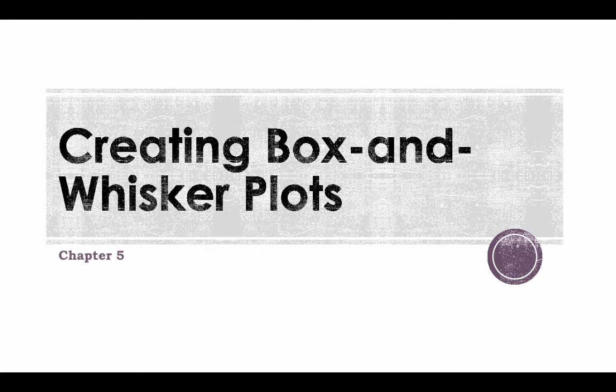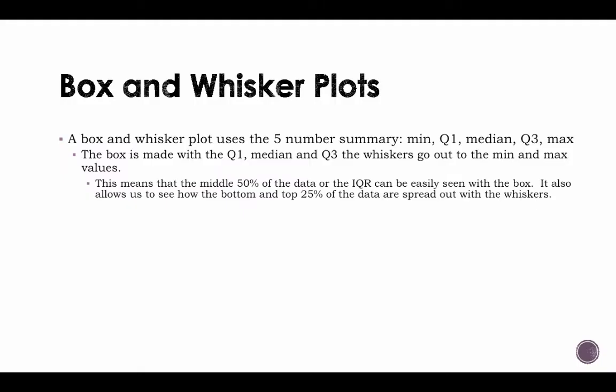So tonight's video is about creating box and whisker plots. We've already done a lot of the work that requires us to make a box and whisker plot, but now we're just going to put that work in practice. So box and whisker plots use the 5-number summary, which is our minimum value, our Q1, our median, Q3, and our maximum value. The box itself is made up with the Q1, the median, and the Q3, and then the whiskers go out to our minimum and maximum values.